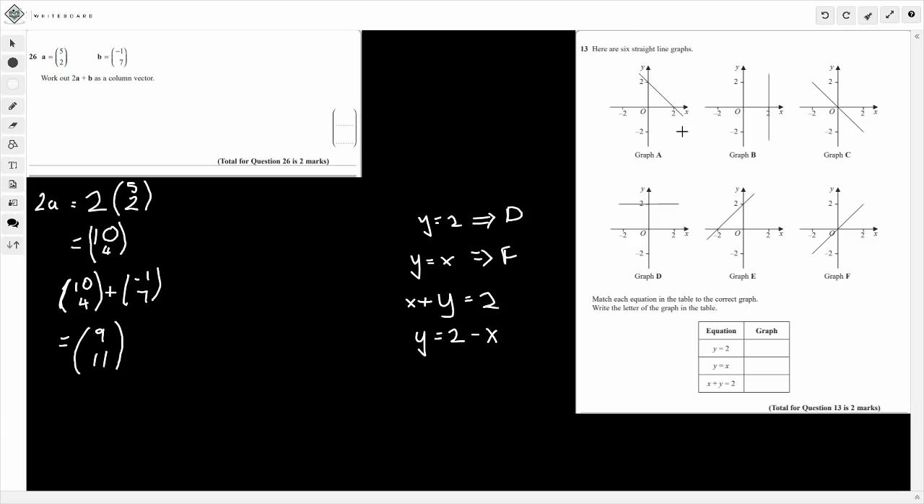Well, how do we decide which one it is? Well, remember, this is a negative gradient, so my graph has to go down that way. It can't go up. That's a positive gradient. So that means this also has to be graph A. So this one is A. And there you go. That's another 2 marks in the bag.